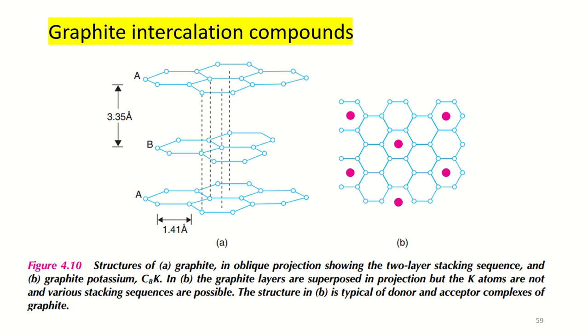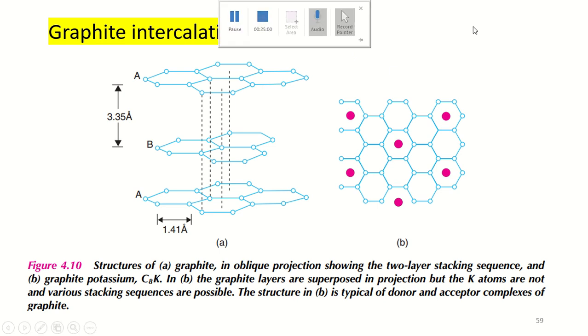The electronic structure of graphite is modified on intercalation of potassium, since partial electron transfer from potassium to graphite occurs. It would result in a polar structure, which may be represented as C8- K+, and this is all about the intercalation compounds and intercalation in graphites. Thank you very much.